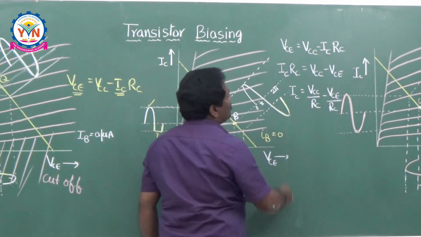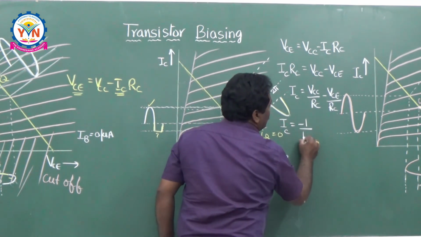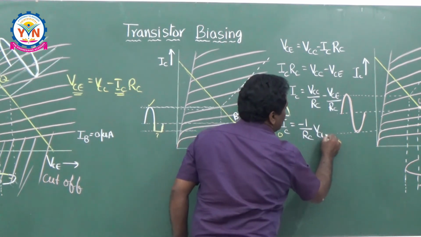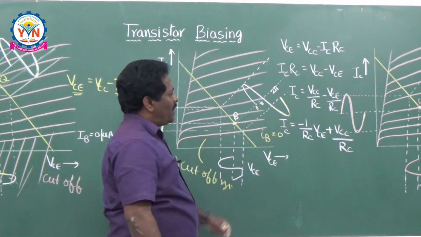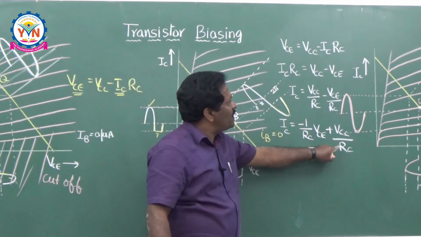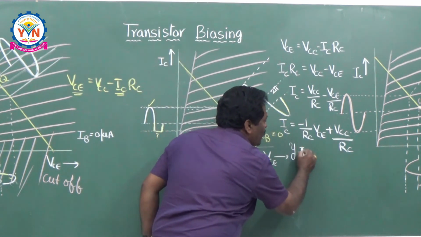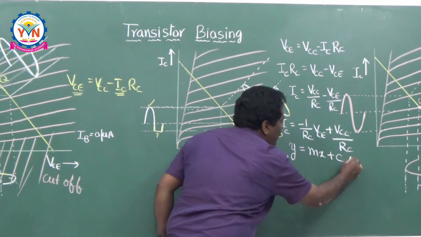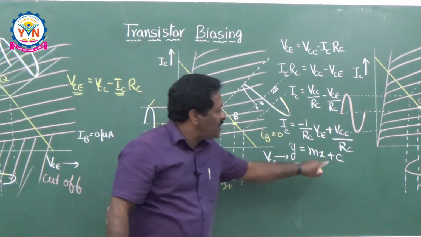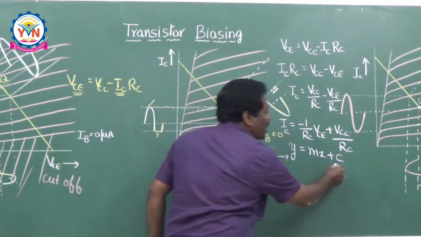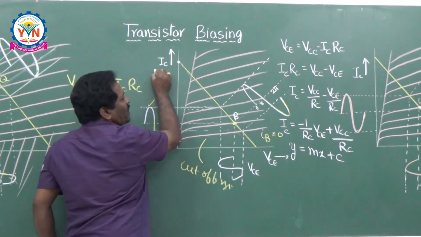Therefore, IC is equal to minus 1 by RC into VCE plus VCC by RC. This is the expression you are going to get. This can be compared with y is equal to mx plus c. This is the basic equation of a straight line, where m is the slope and c is the y-intercept. Here what is the y-intercept? c is VCC by RC. That's why I told you this intercept is VCC by RC.